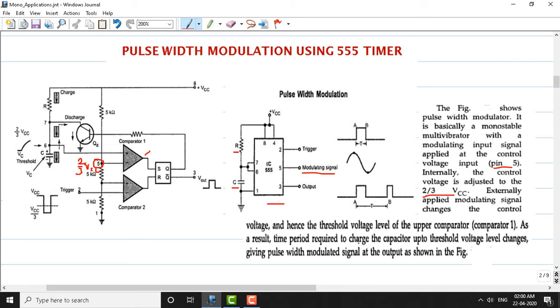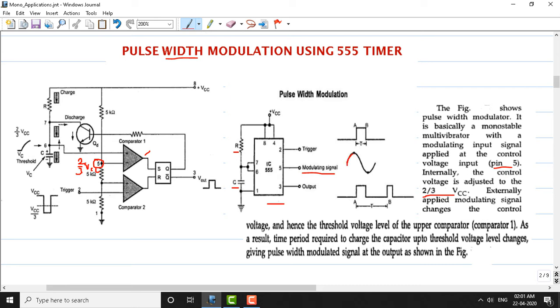As a result, the time period required to charge the capacitor up to the threshold voltage level also changes. It all depends on the sinusoidal voltage. If it is increasing, then the amount of time required for charging also keeps increasing. That means the width of the pulse keeps changing. That's what we have to observe in pulse width modulation. The definition of pulse width modulation is that the width of the pulse keeps changing in accordance with the signal we applied. In our case, we are applying a sinusoidal signal, and according to it the width of the output pulse keeps changing.